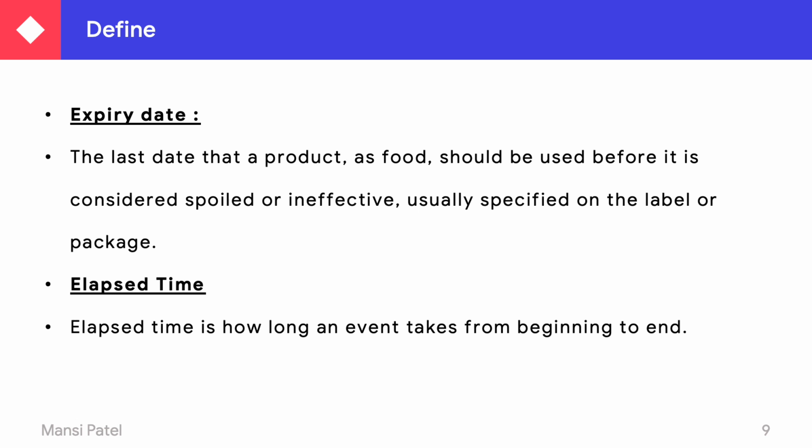In our previous session, we saw that it starts from 4 o'clock and ends at 6 o'clock. So what is the elapsed time between 4 o'clock and 6 o'clock? That is 2 hours. So these 2 hours are known as elapsed time.